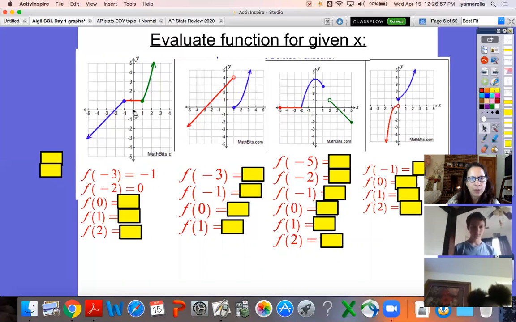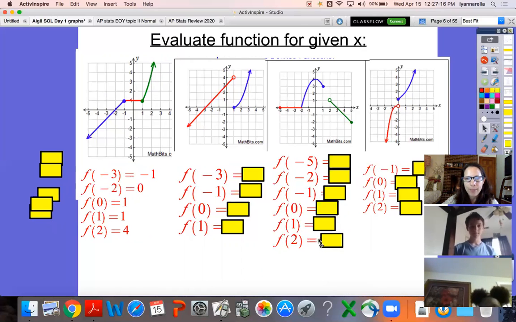f of 0, I go to 0 on the x-axis, find the graph for that place, and I get a y value of 1. f of 1 is 1, and f of 2 is 4. You guys feel comfortable with that? Yes. Okay, Mason, do the next one for me.